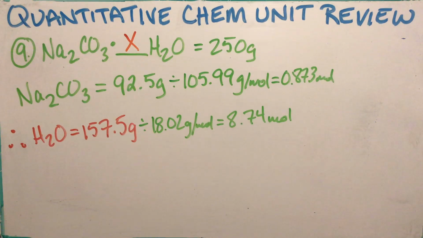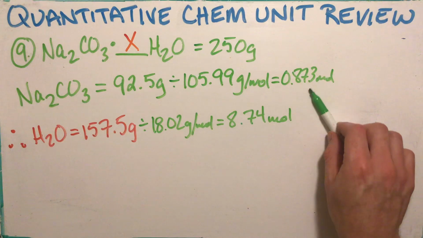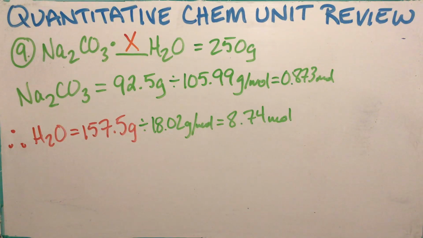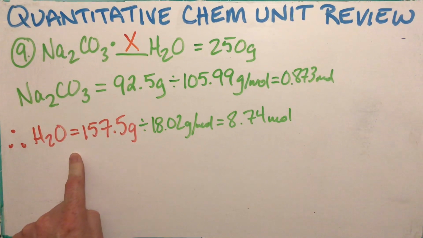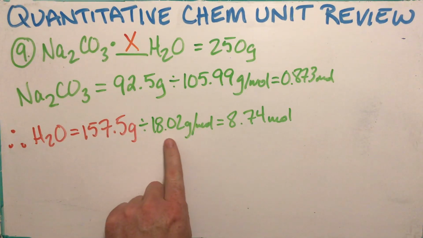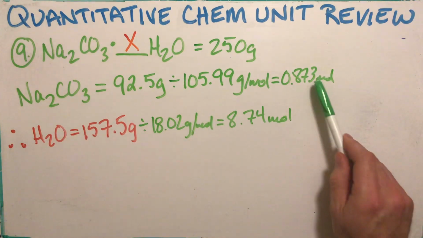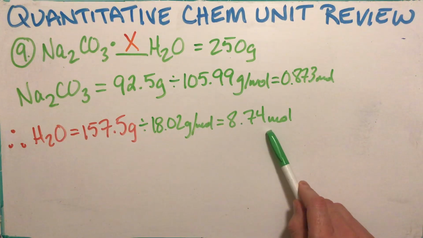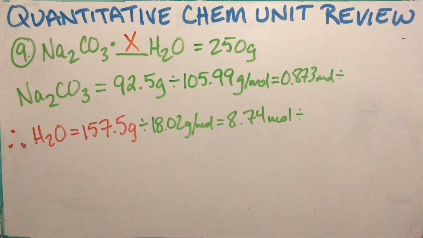I can already see now, that's probably going to be a 1 to 10 here, right? This is 10 times greater than that. So I had to get my masses. I changed them into moles by dividing by the molar mass. There's a molar mass of water. There's a molar mass of the sodium carbonate. I have them both in moles. The next thing I have to do is divide by the lowest mole number.